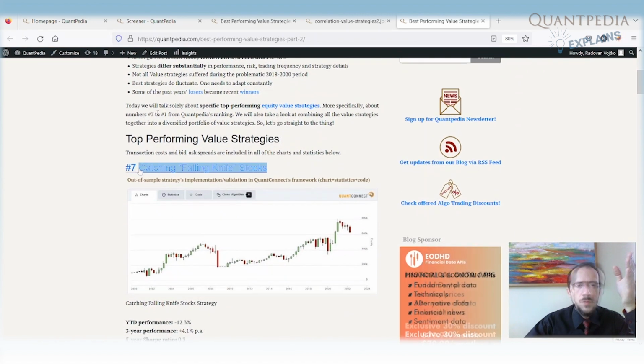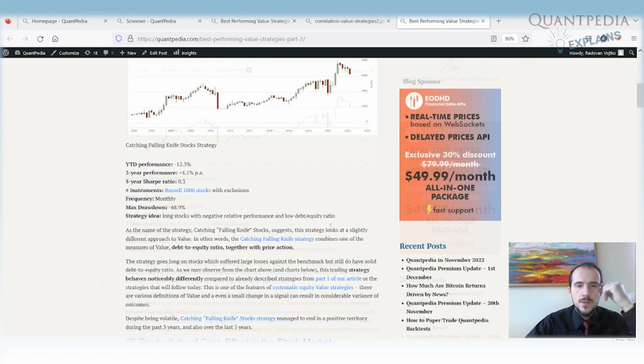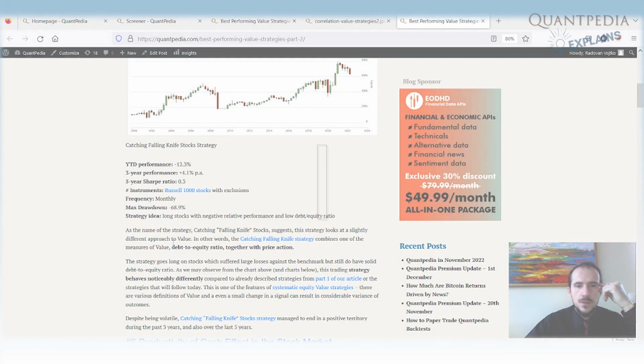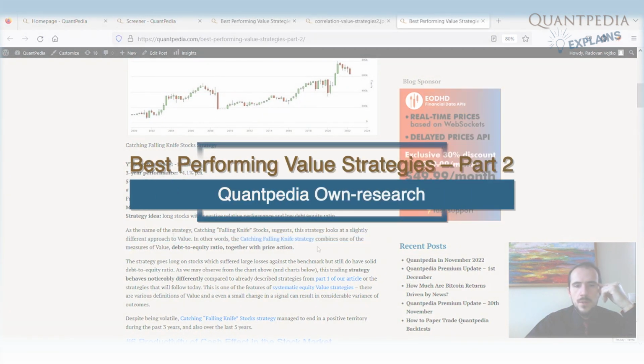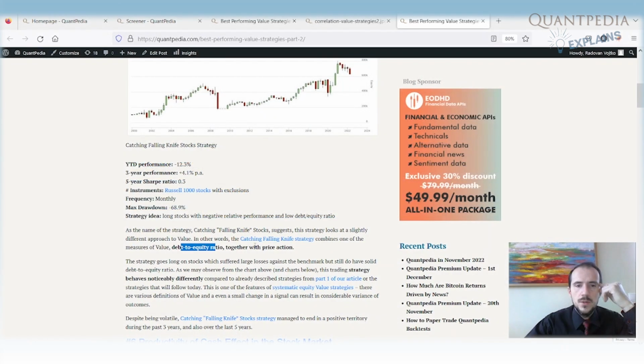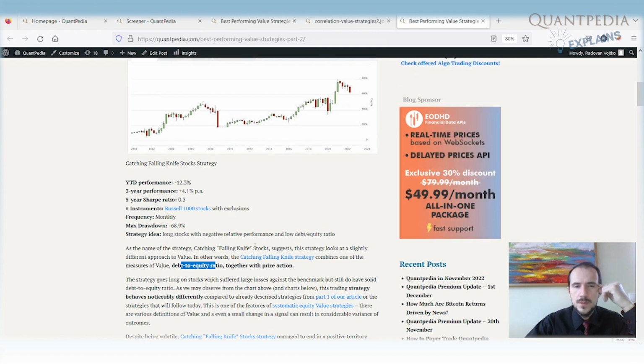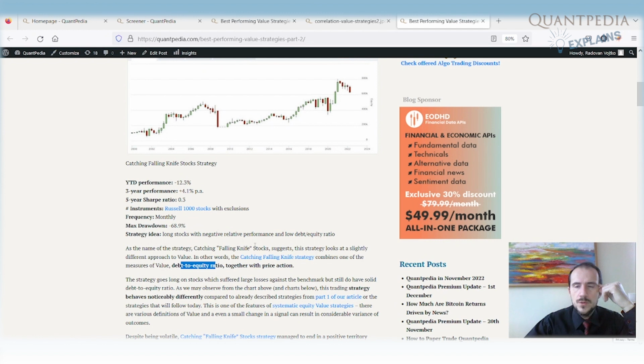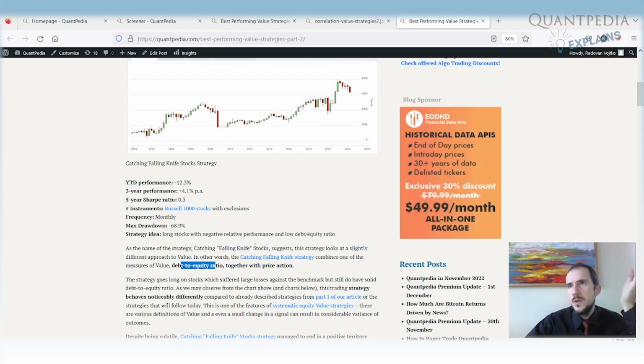Let's go to factor number 7, or strategy number 7, getting the following 9 stocks. What the strategy suggests is that we are using a different approach to value. We combine different measures of value, debt to equity ratios, and price action. We are going to buy the stocks that had a very significant drawdown in the past year. And we buy those stocks. Those are the stocks that are called falling knives. Those are the stocks that are very unloved by the market.